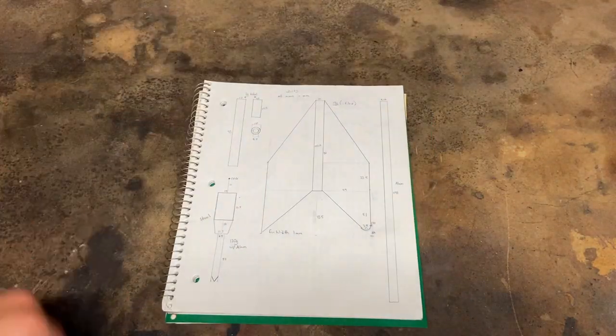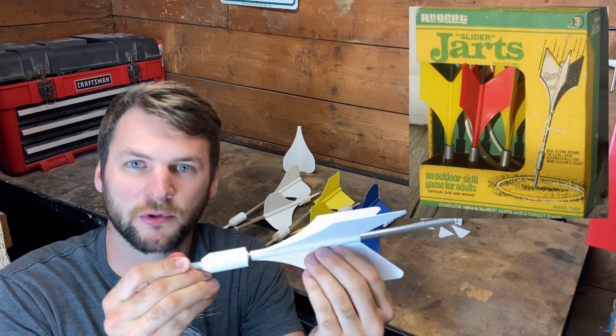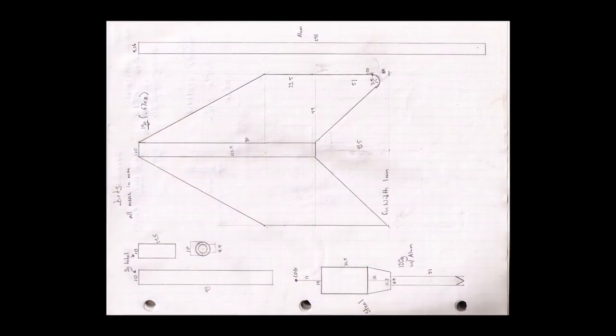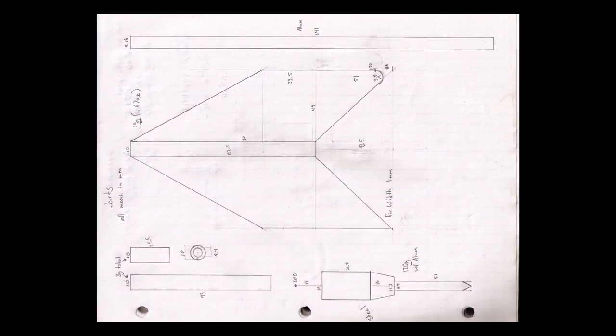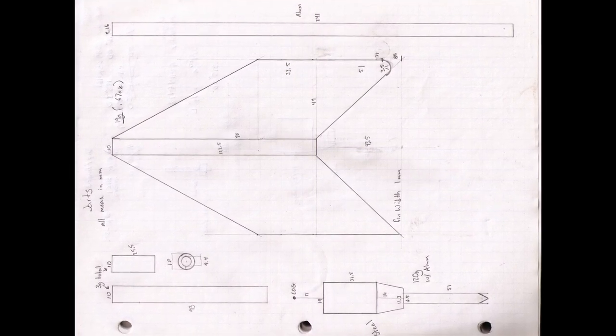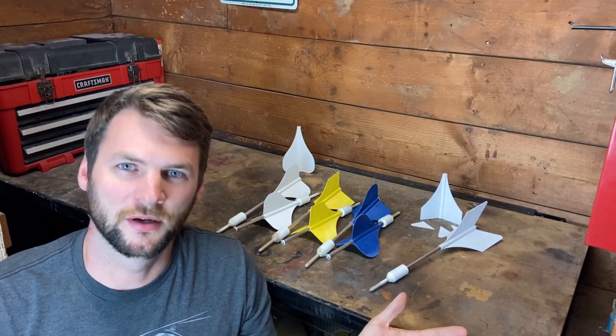Here are the drawings I got from the original Regent brand lawn dart. In this video, I'll be recreating slider darts, where the fin slides back and forth, making it fly a little bit better through the air. I will be using metric measurements, since that is how I measured the original dart 3 years ago. These originally came in a pack of 4, but with the materials I was able to source, I will be making 7 of them. My total cost for this project was right around $100.